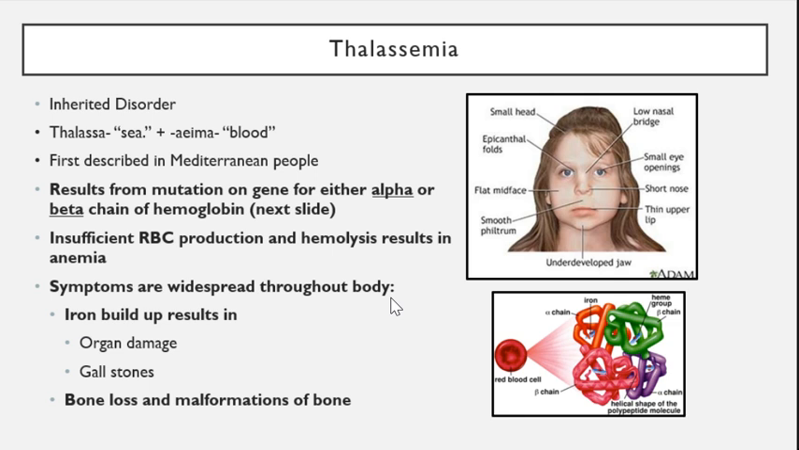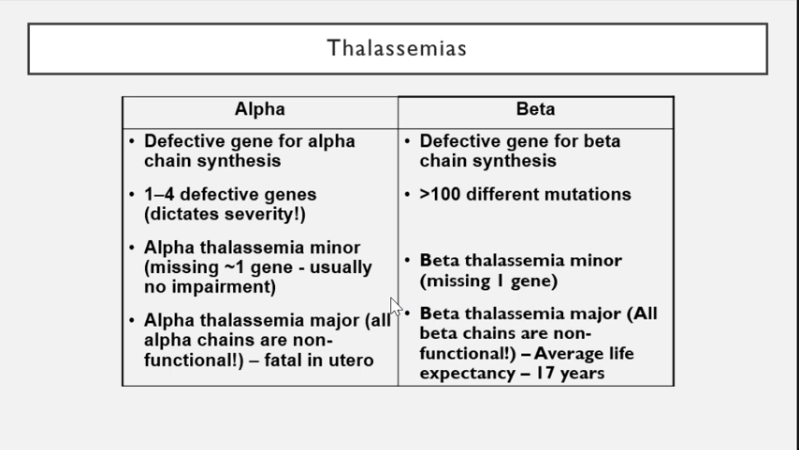And then symptoms can include just iron buildup. You have organ damage, gallstones, and blood loss and malformation of blood. So what happens is that with thalassemia, you can have mutations in either the alpha or the beta chains. With the alpha chains, this really is only 1 to 4 defective genes, and so the more genes you have defective, the more impactful it is. And so if you just have 1 alpha gene that's affected, then it's decreased severity. But if you have 4, it's increased severity. It's a direct correlation there.